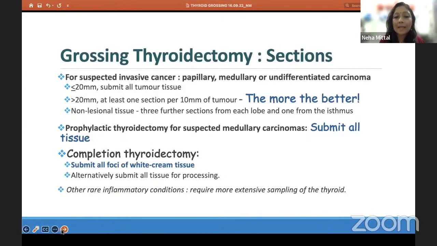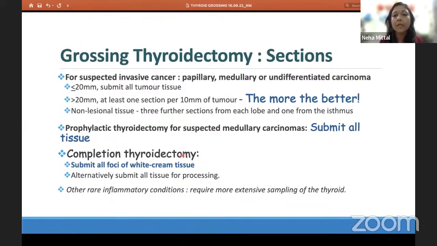For suspected cancer, papillary, medullary, or undifferentiated, less than 2 centimeters, submit all tumor tissue. More than 2 centimeters, again 1 to 2 sections per centimeter. As I said, the more the better. Non-lesional tissue, 3 further sections from each lobe and 1 from the isthmus. Prophylactic thyroidectomy for suspected medullary carcinomas, submit all tissue. Those thyroids are usually small, the lesions are grossly inapparent, and hence it is a dictum to submit all tissue.